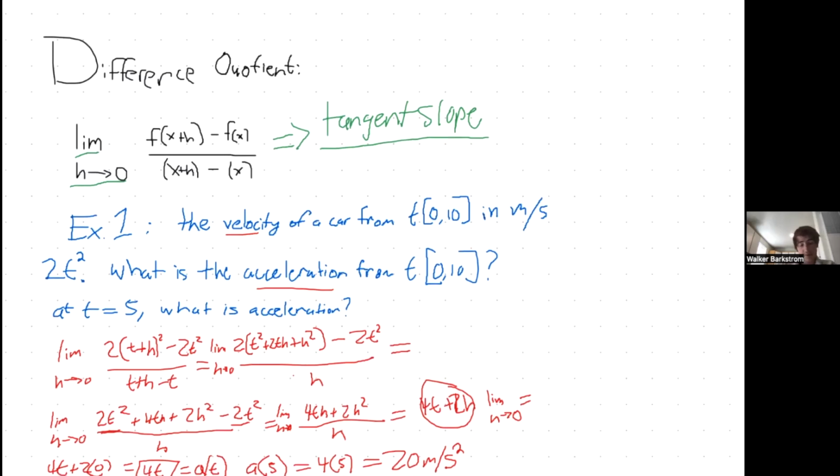So we're given that 4t equals acceleration with respect to t. And from there, we can pretty easily solve what acceleration is at t is 5. It's just a of 5, which is 4 times 5, which is 20 meters per second squared.